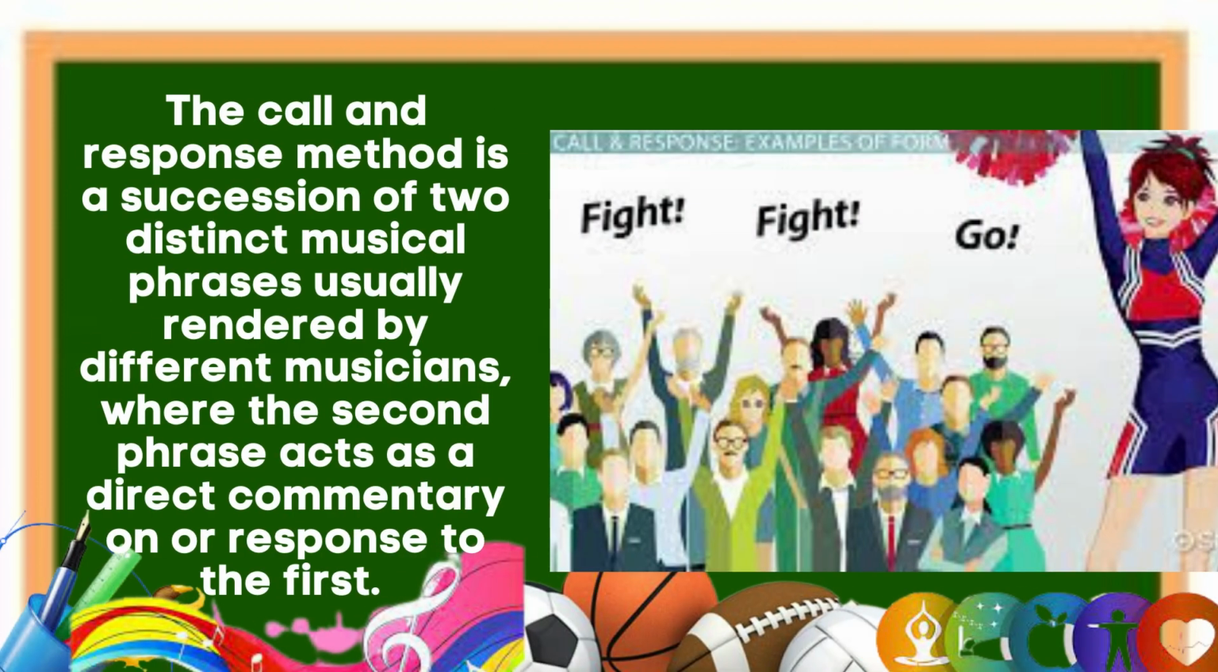The call and response method is a succession of 2 distinct musical phrases usually rendered by different musicians, where the second phrase acts as a direct commentary on or response to the first. Much like the question and answer sequence in human communication, it also forms a strong resemblance to the verse-chorus form in many vocal compositions. Examples of call and response songs are the following: Mannish Boy, one of the signature songs by Muddy Waters, and School Day (Ring, Ring Goes the Bell) by Chuck Berry.